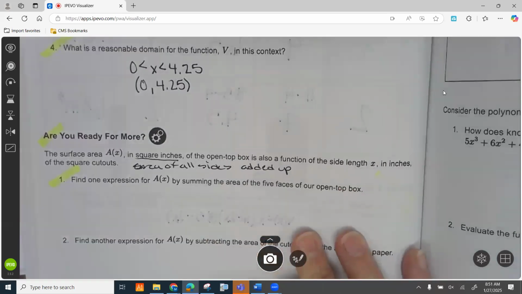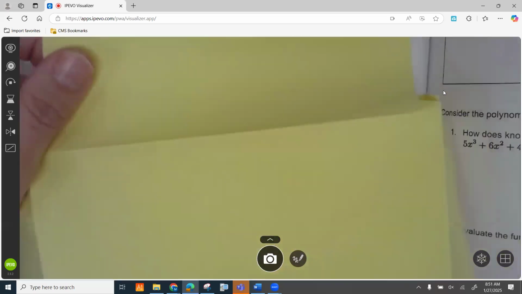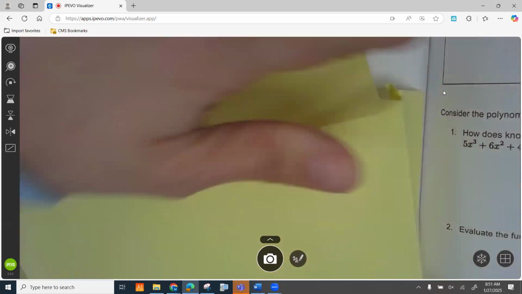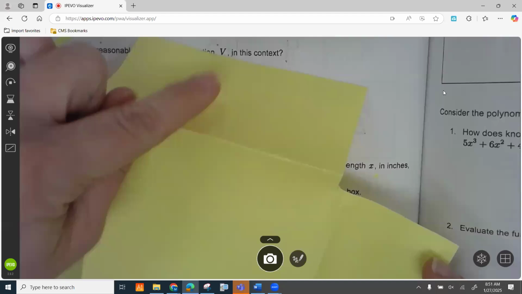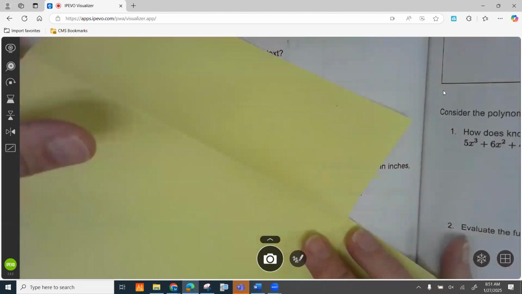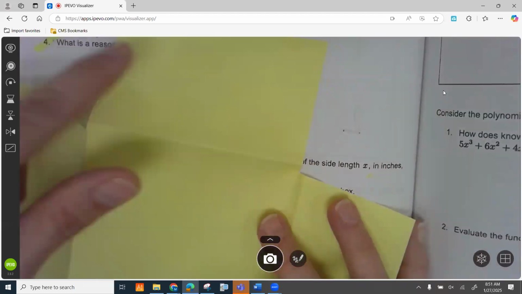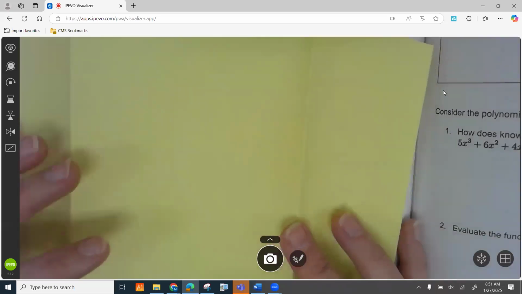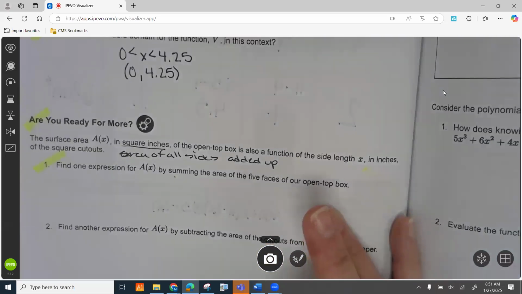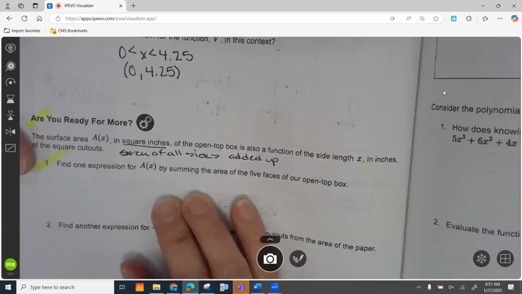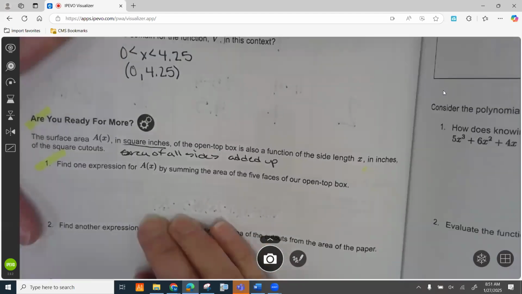It's like taking each of these sides, and I could take this rectangle and find the area of it, take this rectangle and find the area of this, take this one and find the area, and also find the area of the base, and I add it all together. So let's think about this for a second.